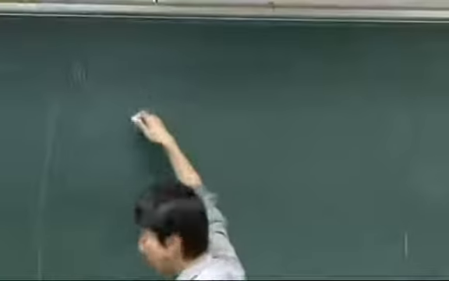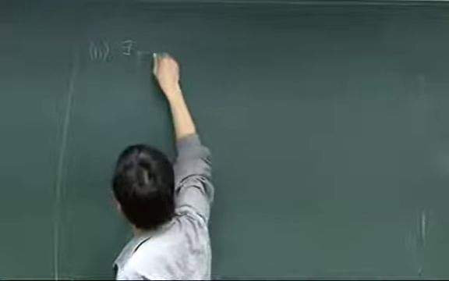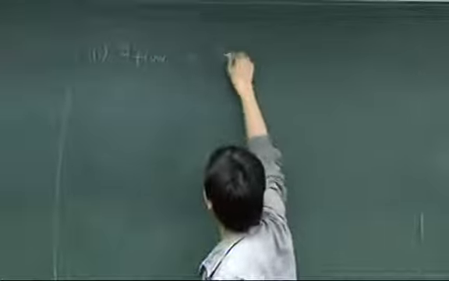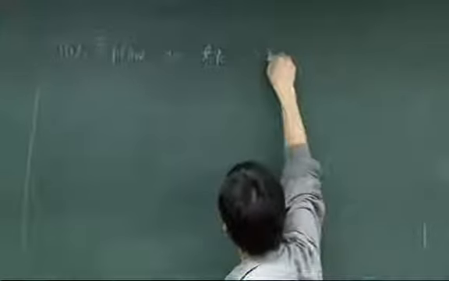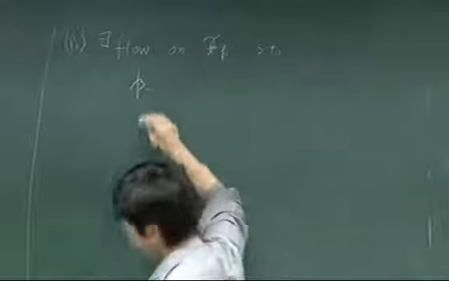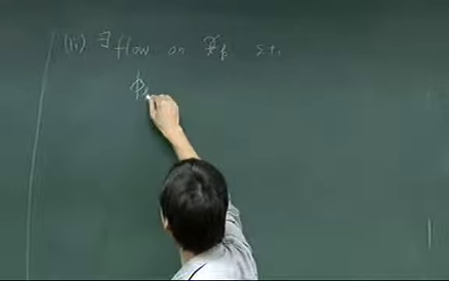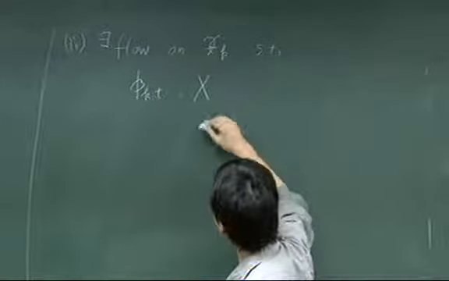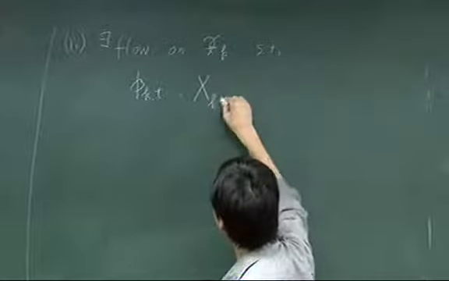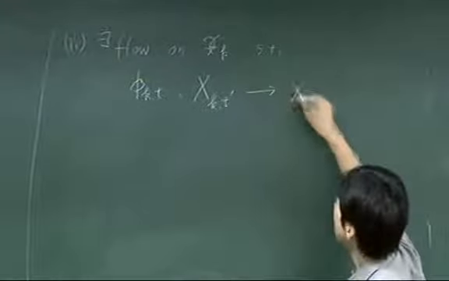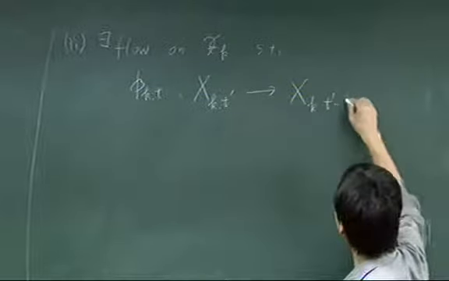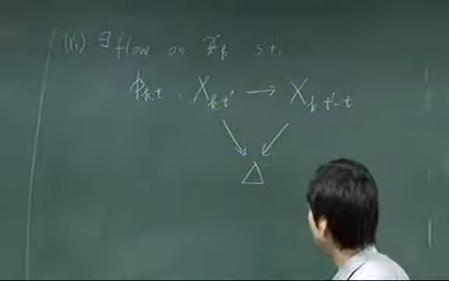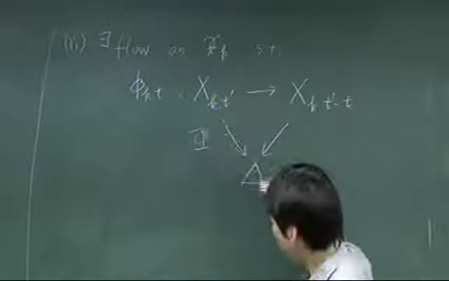And the second part is that there exists a flow on the space, denoted by phi kt. This sends a fiber of this family to another fiber, preserving the structure of a completely integrable system.